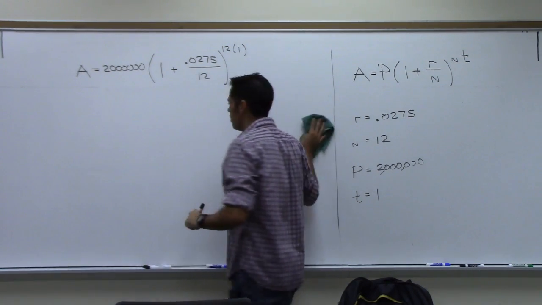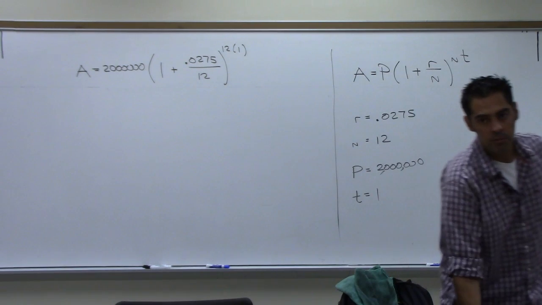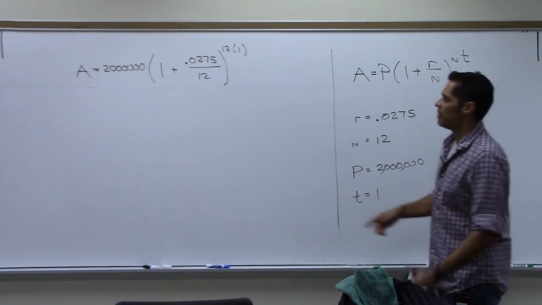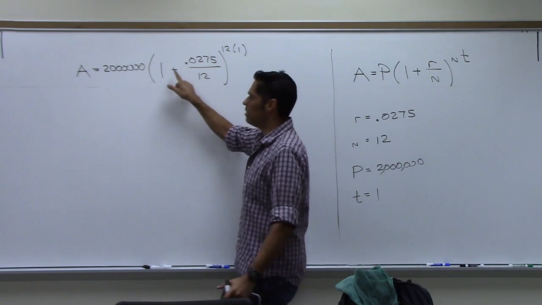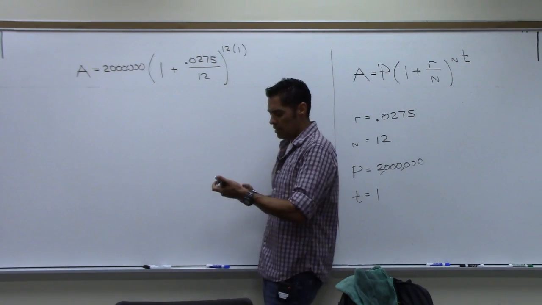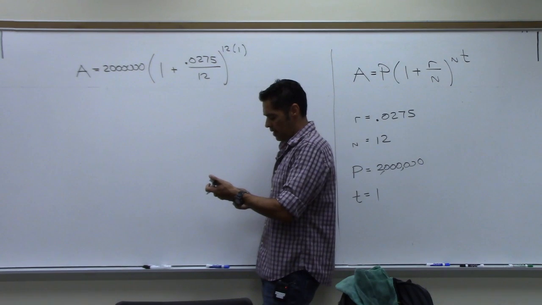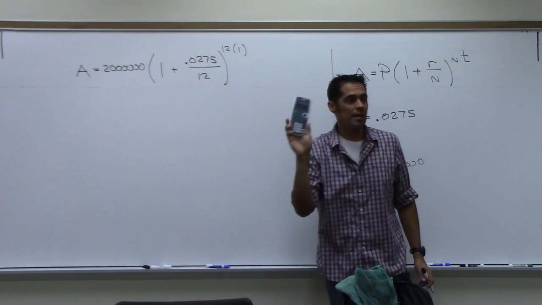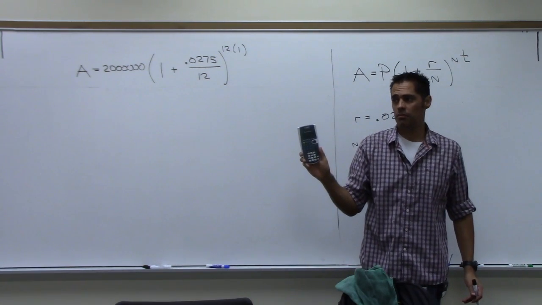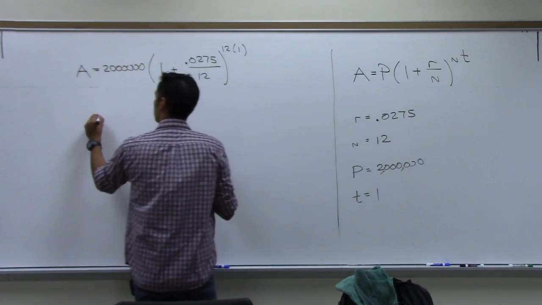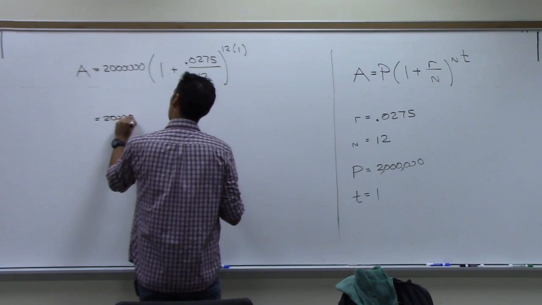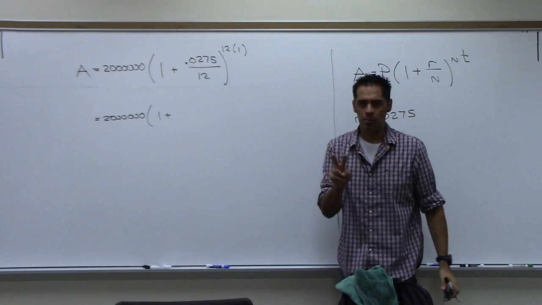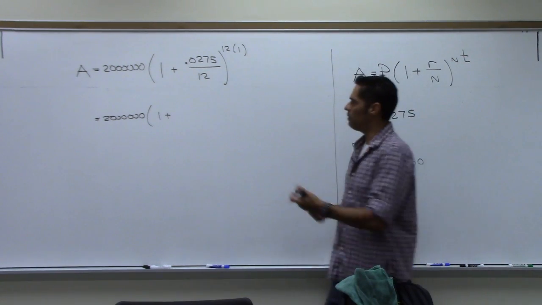Now just take your time doing this on your calculator. I recommend following your order of operations, parentheses first. Inside the parentheses you have division and addition, so do the division first. So I'm going to do 0.0275 divided by 12. And I recommend that you use as many decimals as your calculator gives you. We do not, in other words, don't round this to 2 decimal places. You got to go as far out as you can.